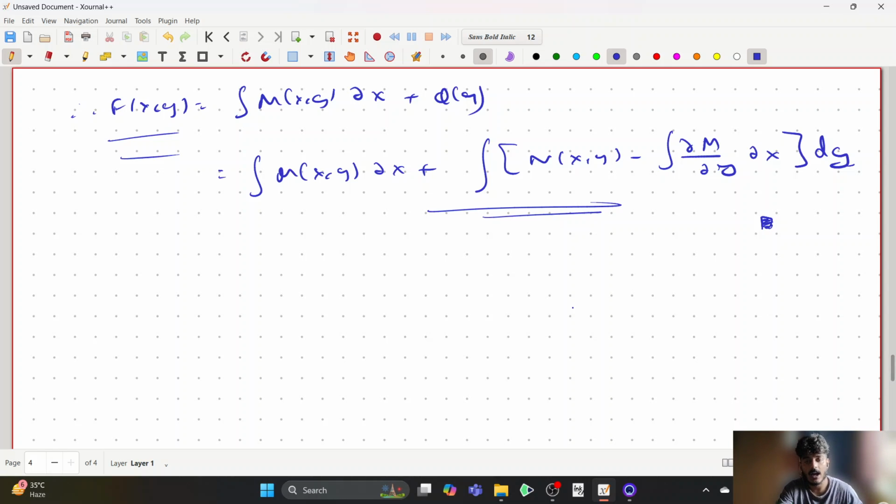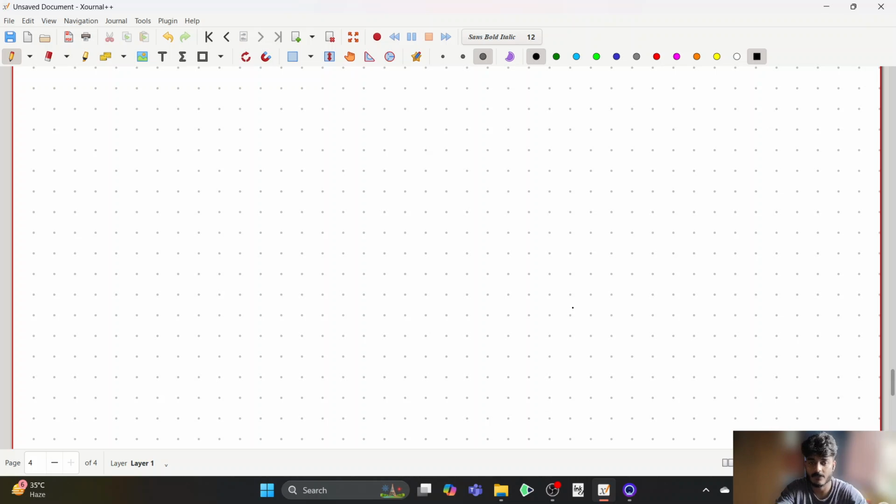Right. Now we give a way to solve a differential equation, an exact differential equation. Okay. So, solving an exact differential equation.